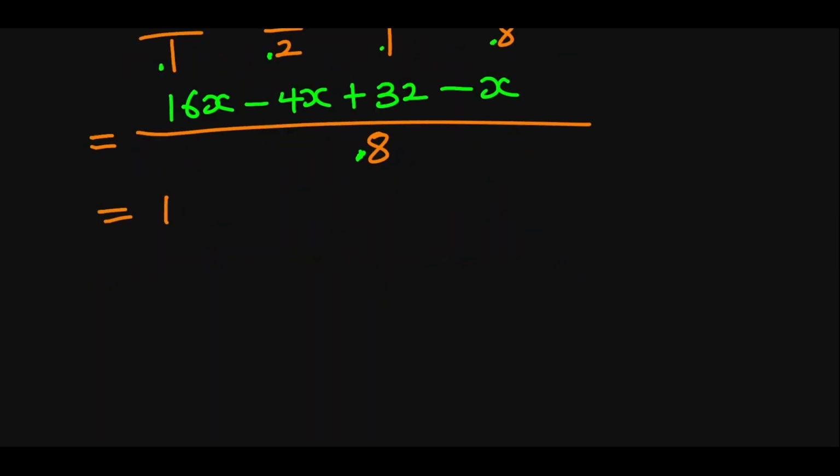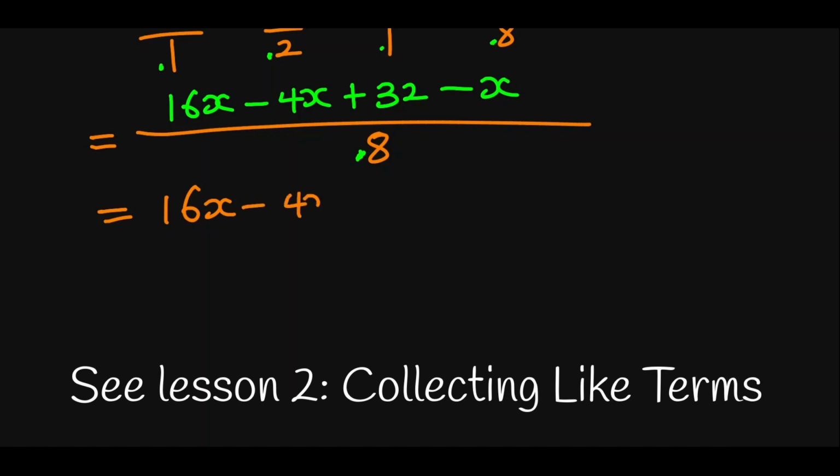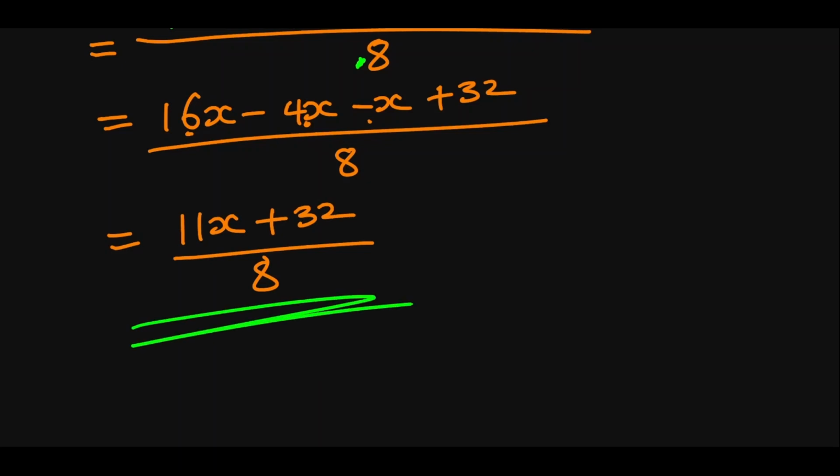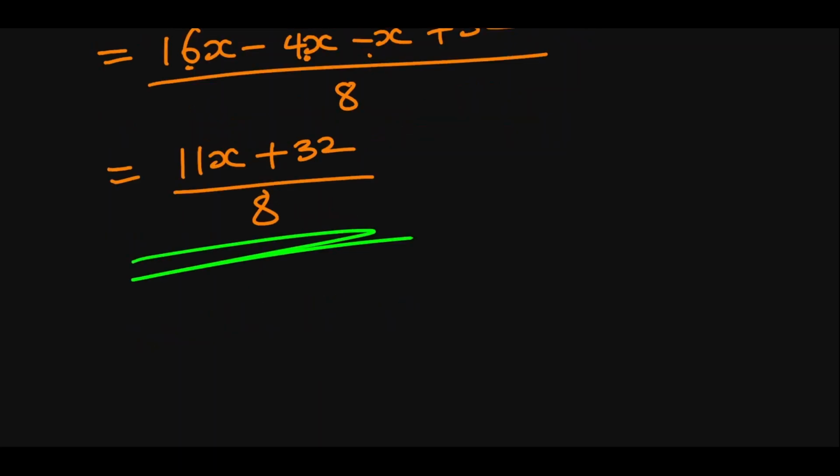Now collecting like terms gives us 16x minus 4x minus x plus 32 all over 8. If we simplify further, this gives us 16x minus 4x is 12x. 12x minus x is 11x. So this is 11x plus 32 over 8. And that becomes the final answer. Now, if you prefer to have whole numbers or you prefer to have the fractions separated, you could also rewrite this as 11x over 8 plus 32 over 8.